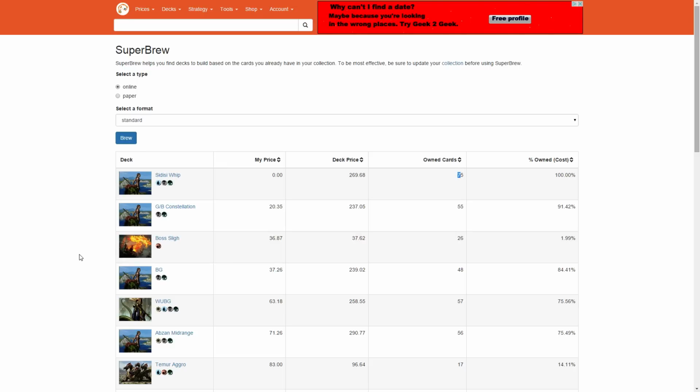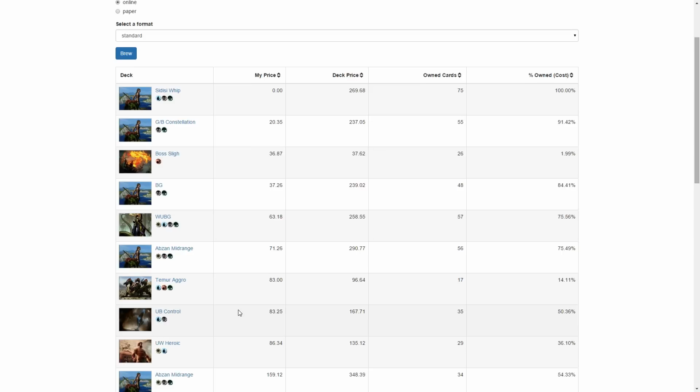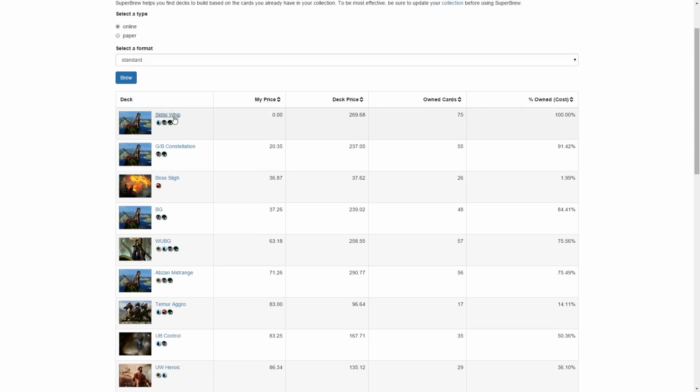And it basically sorts all the Standard decks based on how much it would cost for you to buy the remaining cards. So since I own Sadisi Whip, Green-Black Constellation is only an additional 20 tickets to complete the deck. I own 55 of the 75 cards and I own 90% of the cost.